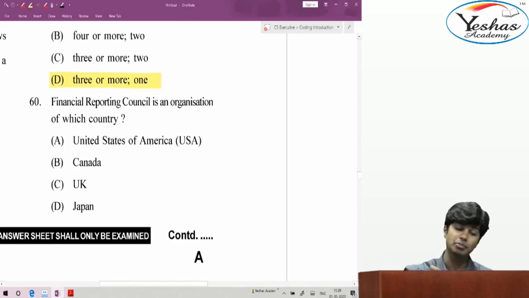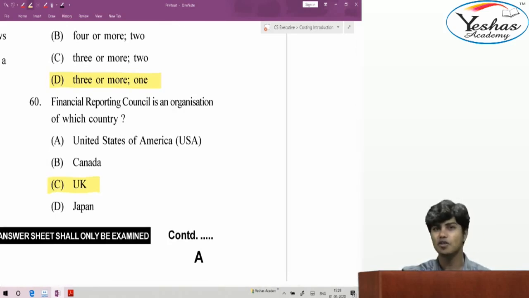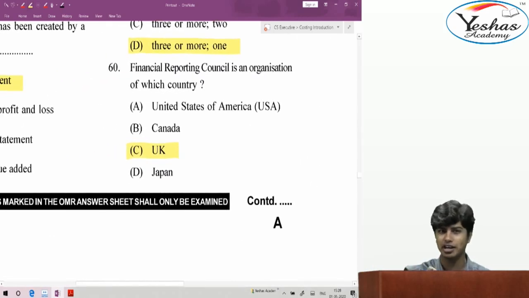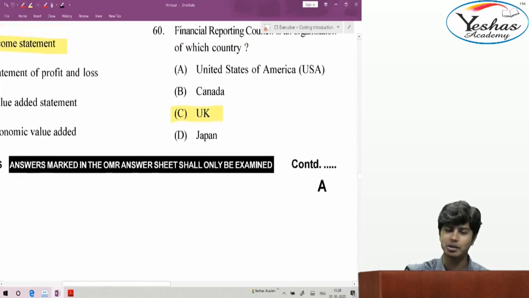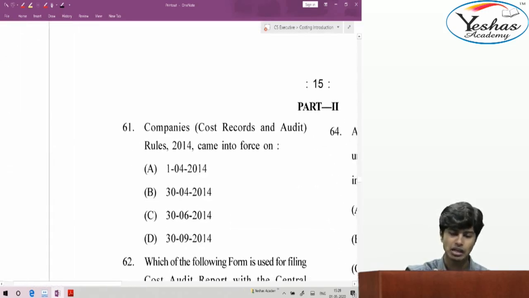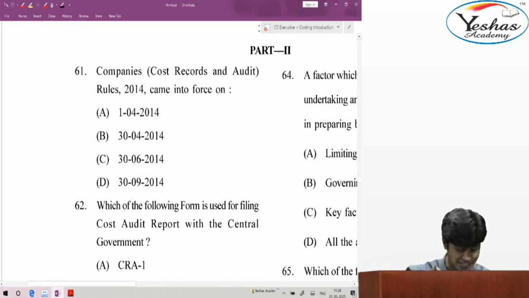Financial Reporting Committee. This is basically constituted, or it belongs, to the UK. If you read about the accounting bodies of several other countries, we had Australia, London, US, England, Wales, and quite a lot of things. In that particular chapter, we had this part. If we read that paragraph containing the theory regarding this Financial Reporting Committee, we'll come across the option that it belongs to the United Kingdom. Come on, let us go to question number 61.